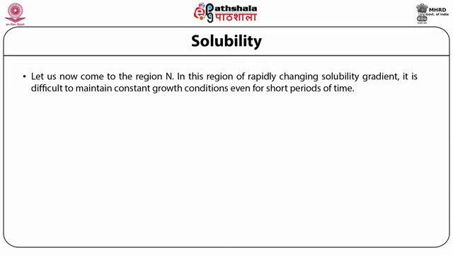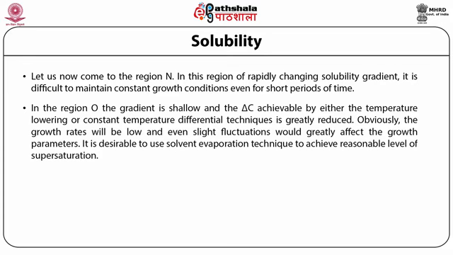In this region of rapidly changing solubility gradient, it is difficult to maintain constant growth conditions even for short periods of time. In the region O, the gradient is shallow and the delta C achievable by either the temperature lowering or constant temperature differential techniques is greatly reduced. Obviously, the growth rates will be low and even slight fluctuations would greatly affect growth parameters. It is desirable to use solvent evaporation technique to achieve reasonable level of supersaturation.